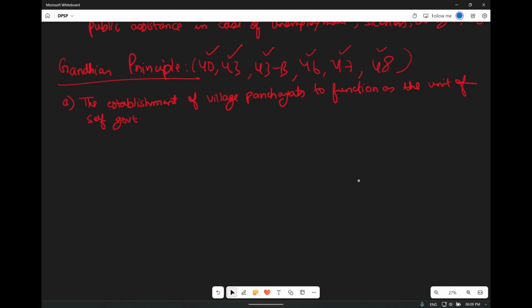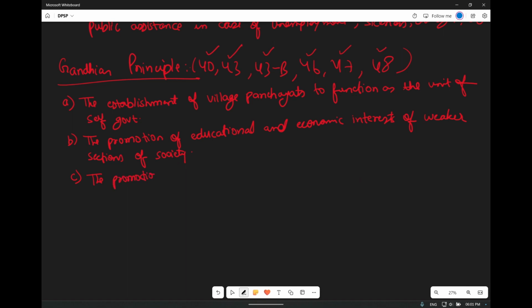Okay, second point, the promotion of educational and economic interests of weaker sections, scheduled caste, scheduled tribe and all weaker sections of society. The promotion of cottage industries, like industries in the villages and all. And that's why British came to India. That was related to cottage products and all. Due to that only British were attracted to India. Okay, cottage industries.